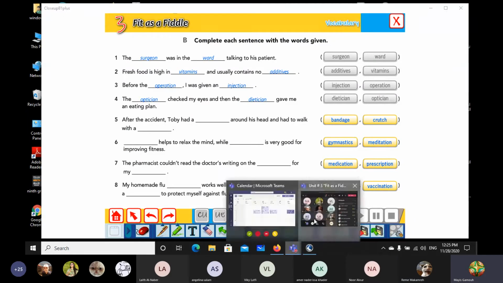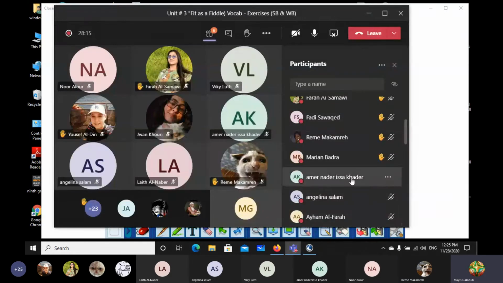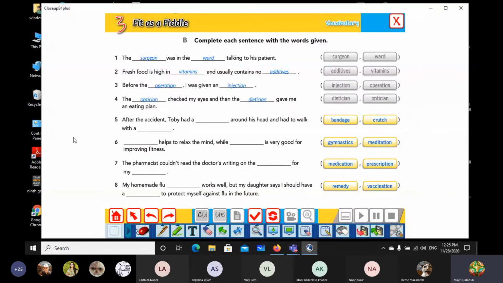Number five. Let's see number five. Marianne? Yes, teacher. After the accident, Toby had a bandage around his head and had to walk with a crutch. Thank you. What's the meaning of bandage? ضمادة. Yes, in English, it is a band or a piece of the cloth we put around the part of the body which is injured, right?